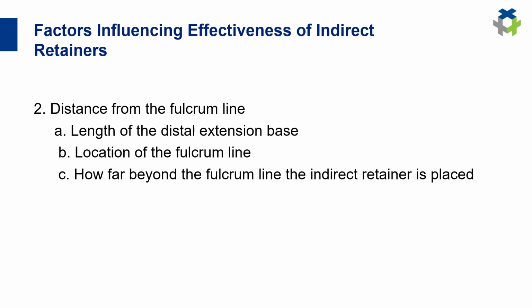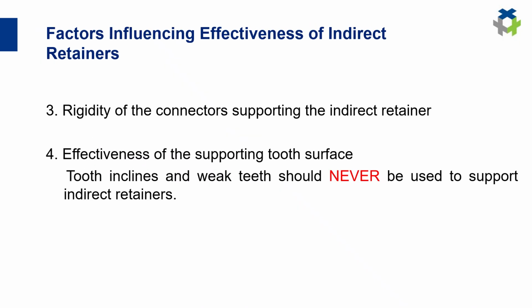The location of the fulcrum line, as we have already seen, can vary between the different types of classes, and the distance between the indirect retainer and the fulcrum line should be long enough. Then the rigidity of the connector: the indirect retainer should be supported by rigid minor connectors so that it functions effectively. If the minor connectors are not rigid, the indirect retention becomes ineffective.